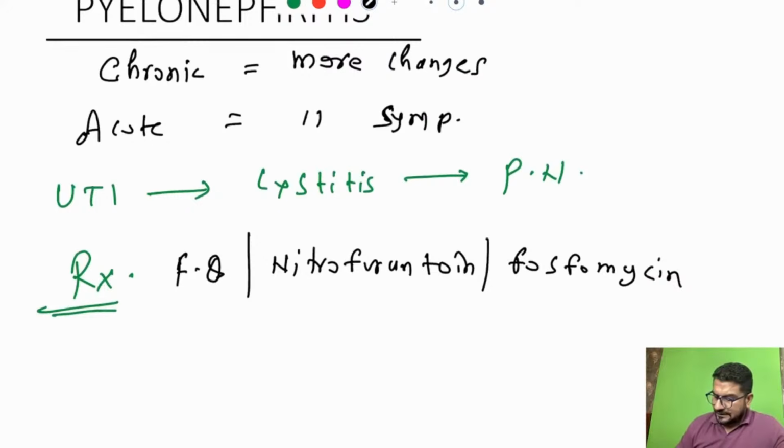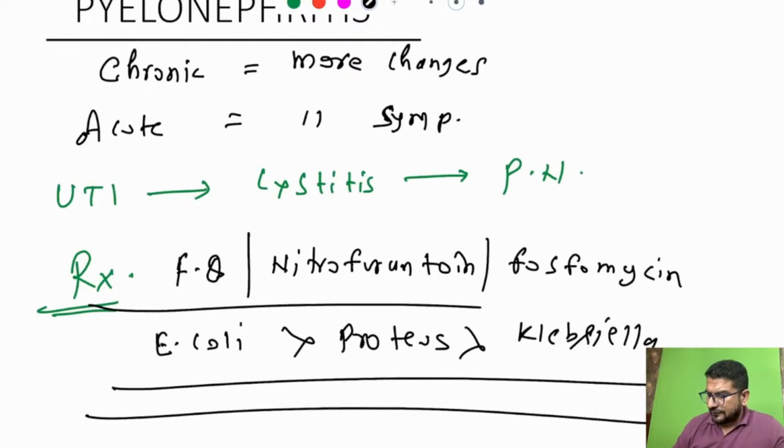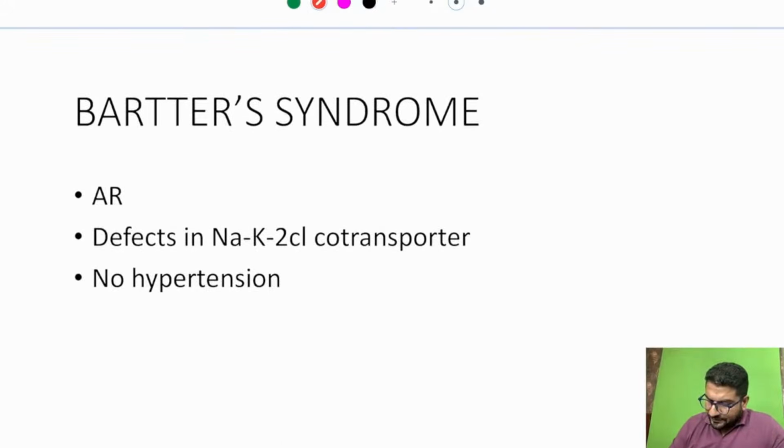Now understand, if you ask me cause, so तीनों का most common cause will be E. coli. Second, you can see like in some places it is Proteus, in some places it is Klebsiella. So all these are like bacteria where fluoroquinolones, nitrofurantoin, they are very effective. Done. Okay, now moving to Bartter syndrome.